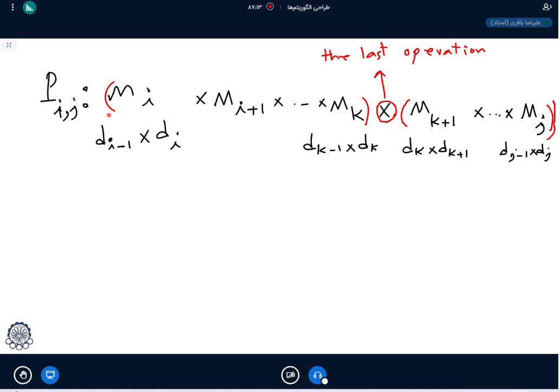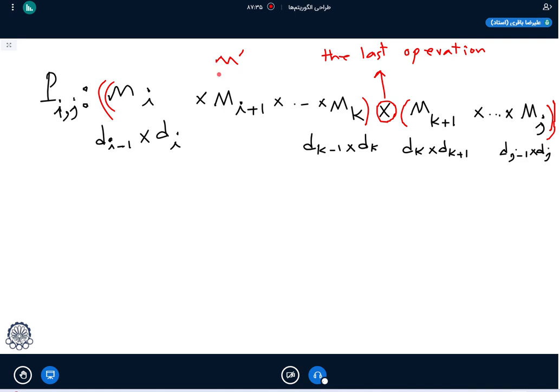The result of the left side, if we show it by M prime, suppose M prime is a matrix that is the result of the left side.